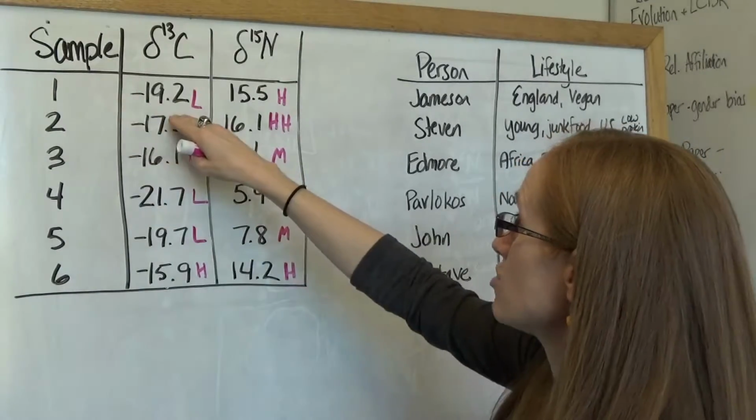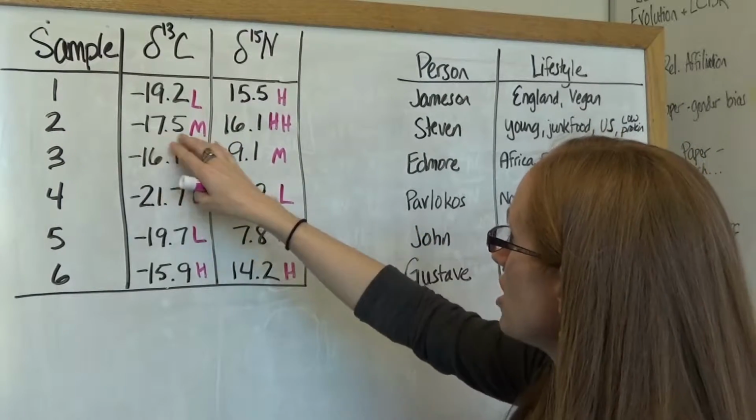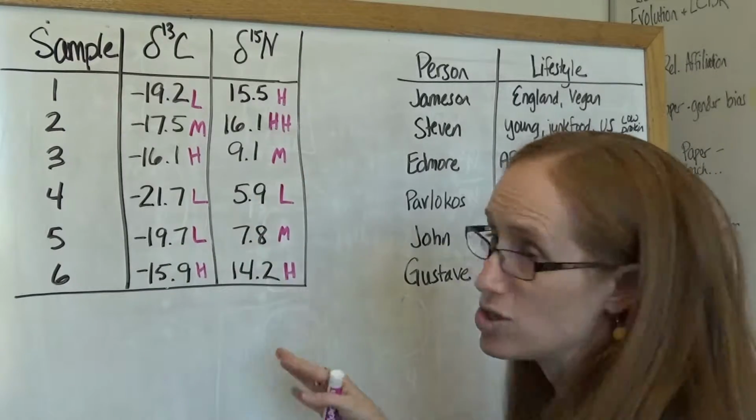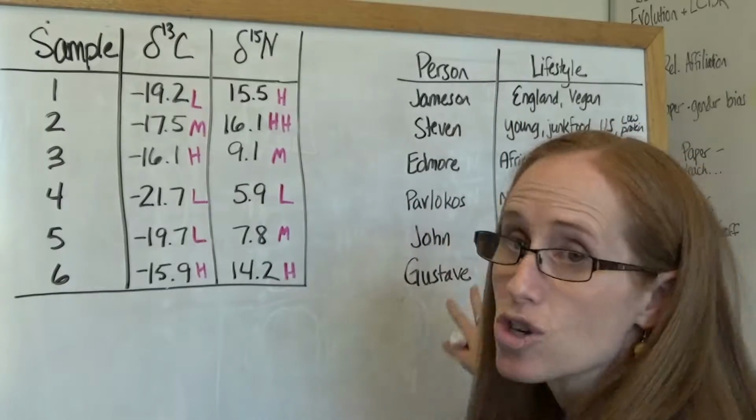So this person has really low this and high this. This person has sort of medium this and really high this. High, medium, low, low, low, medium, high, high. So you can see that none of them are the same. So that might help us figure out some of the patterns over here.